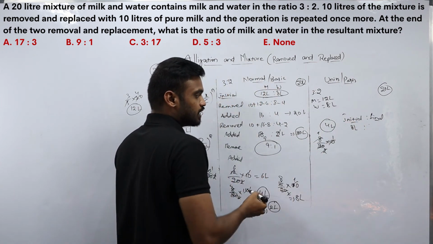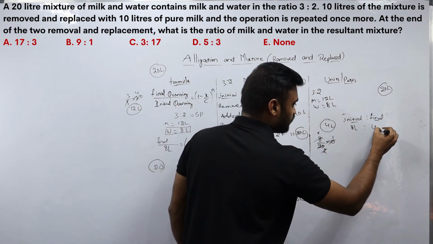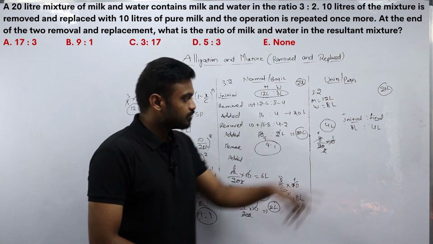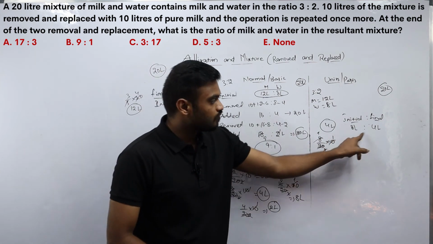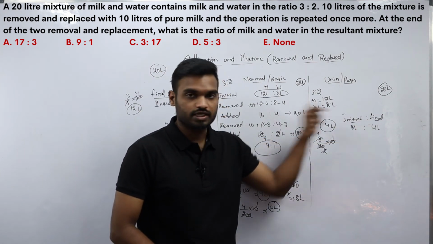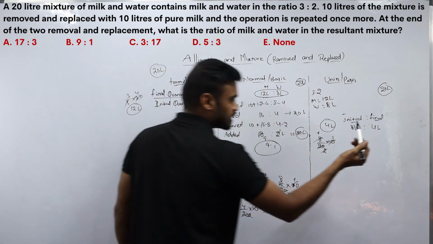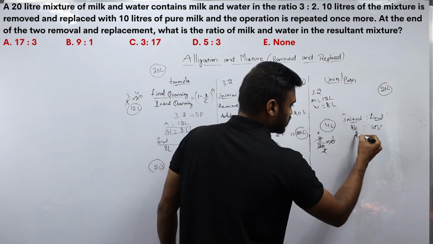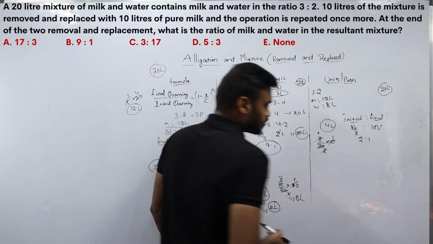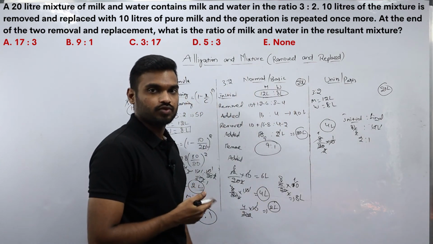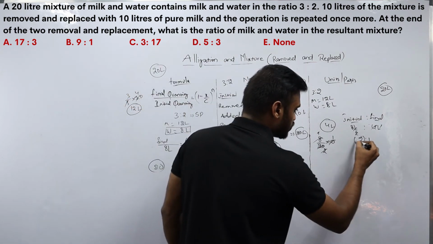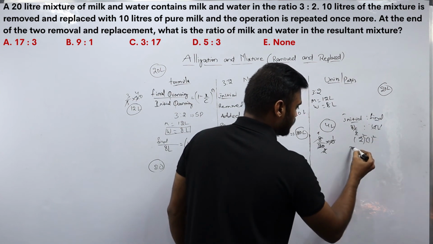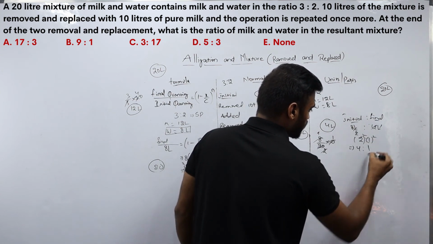So after removing 4 liters, what is the remaining quantity? Only 4 liters. Right? After removing 4 liters from the initial mixture, what is the final quantity of water? That is 4 liters. Now we need to say that is 4 ones, 4 twos. The ratio will be 2:1. Now how many times are we doing this operation? Only 2 times. So I am squaring both the values. So I will get 4:1.